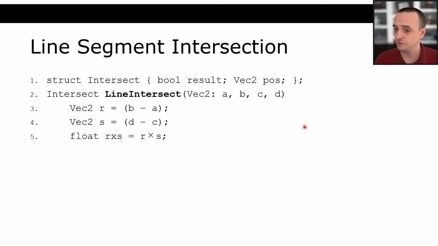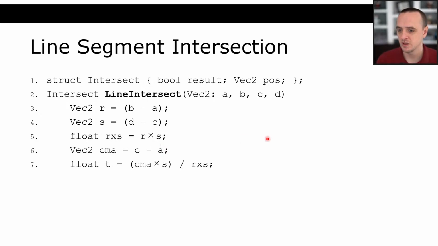We have a float because the result of a 2D cross product is a scalar or a floating point value. So I'm calling this RXS, because it looks like it. So we compute RXS and we store it. Next, we compute and store C minus A, because we're going to use that twice, remember? Then we have a float T, that is the scalar value that we're scaling the vector from A to B, and that is equal to CMA, C minus A, cross S divided by R cross S. And then we have U is equal to this.